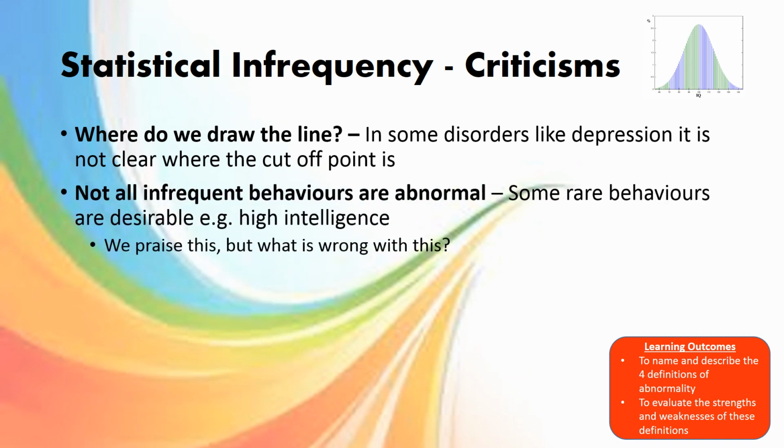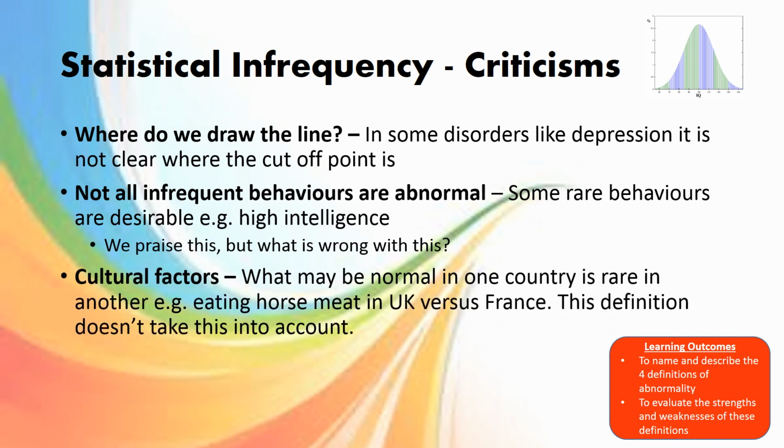We've also got the things that not all infrequent behaviours are abnormal, and some of them are actually desirable, like high intelligence. So that's an abnormal behaviour, but we praise this. So, you know, that can be a problem too. We've also got cultural factors. So what's normal in one country is rare in another. So things like eating horse meat in the UK is very rare, whereas in France it's very common. And this definition again doesn't take that into account.